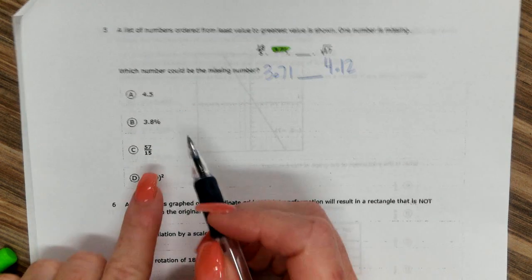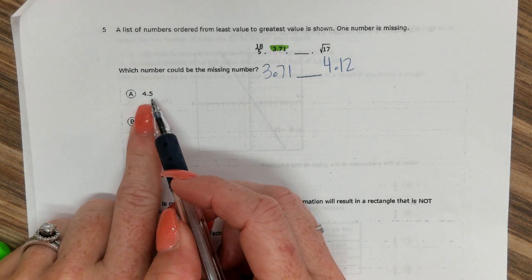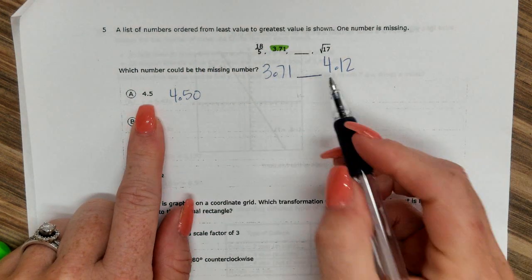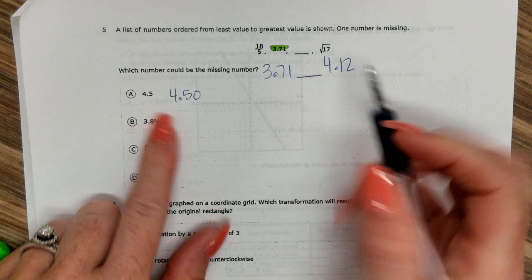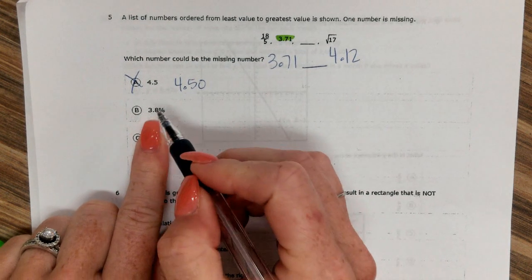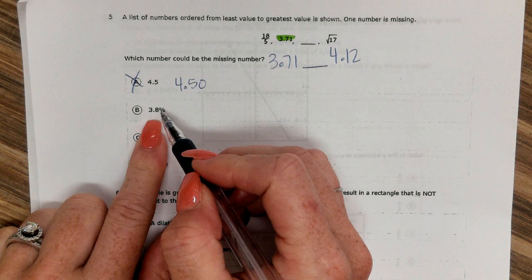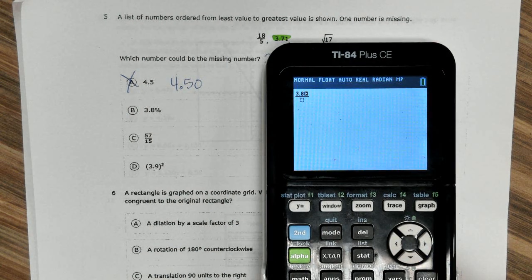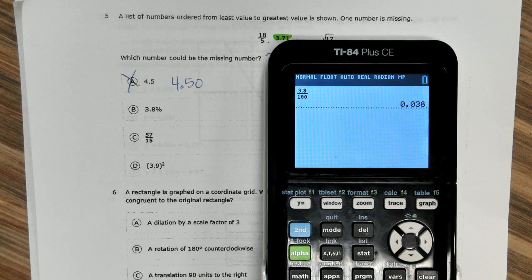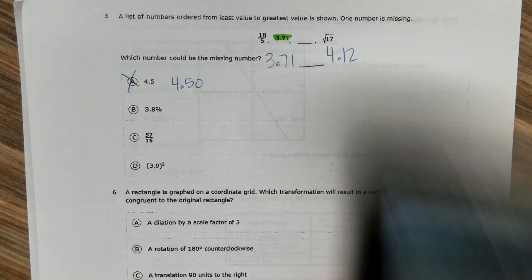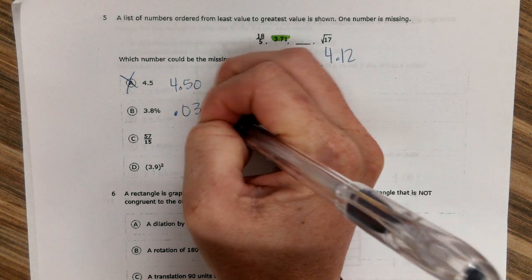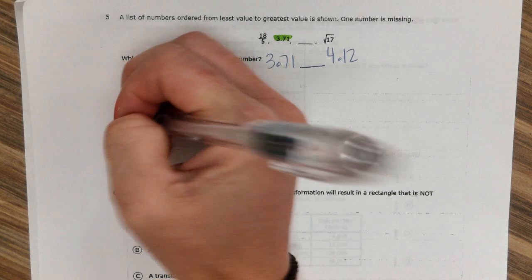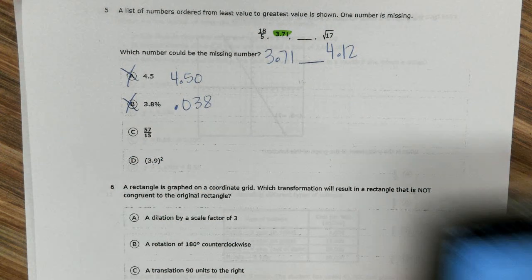Yes? This first one, how much money is that worth? $4.50. Is that going to be in the middle, or is it too much? Okay, so not that one. How do I change a percent to a decimal? So I have 3.8 over 100, which is 0.038. That's like 3 pennies, almost 4 pennies. That's way too little.